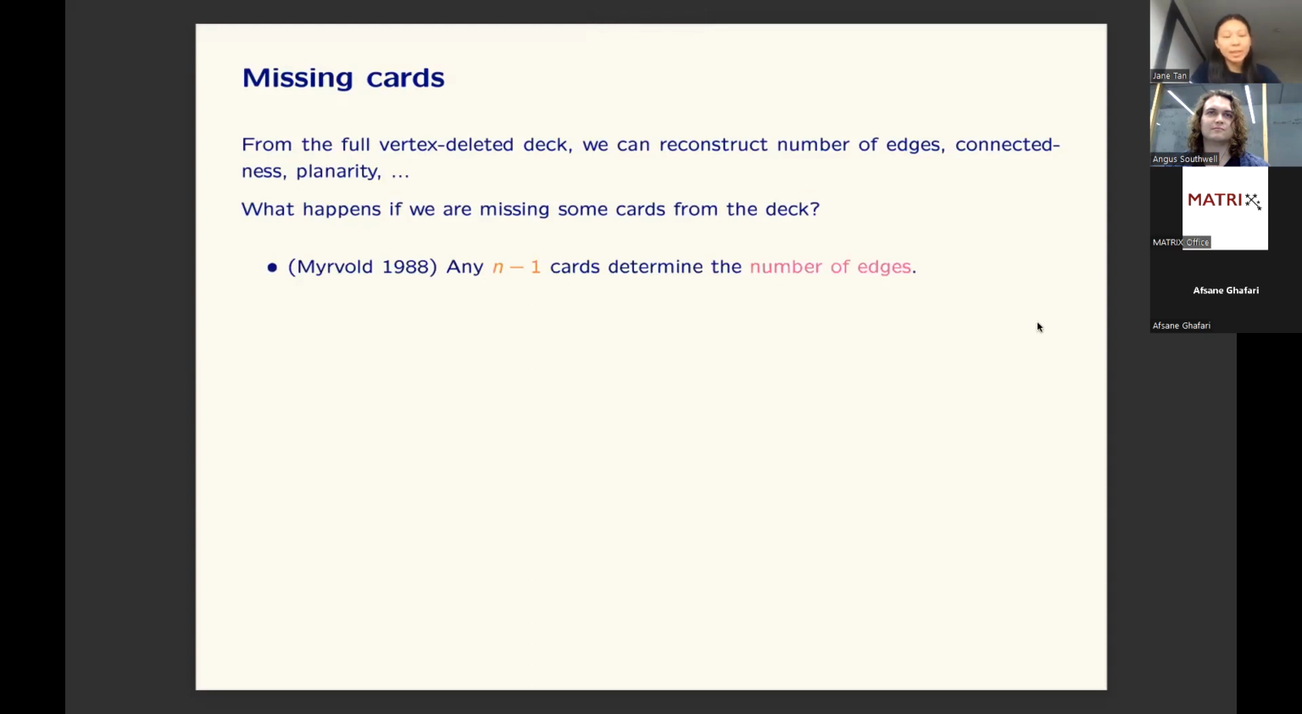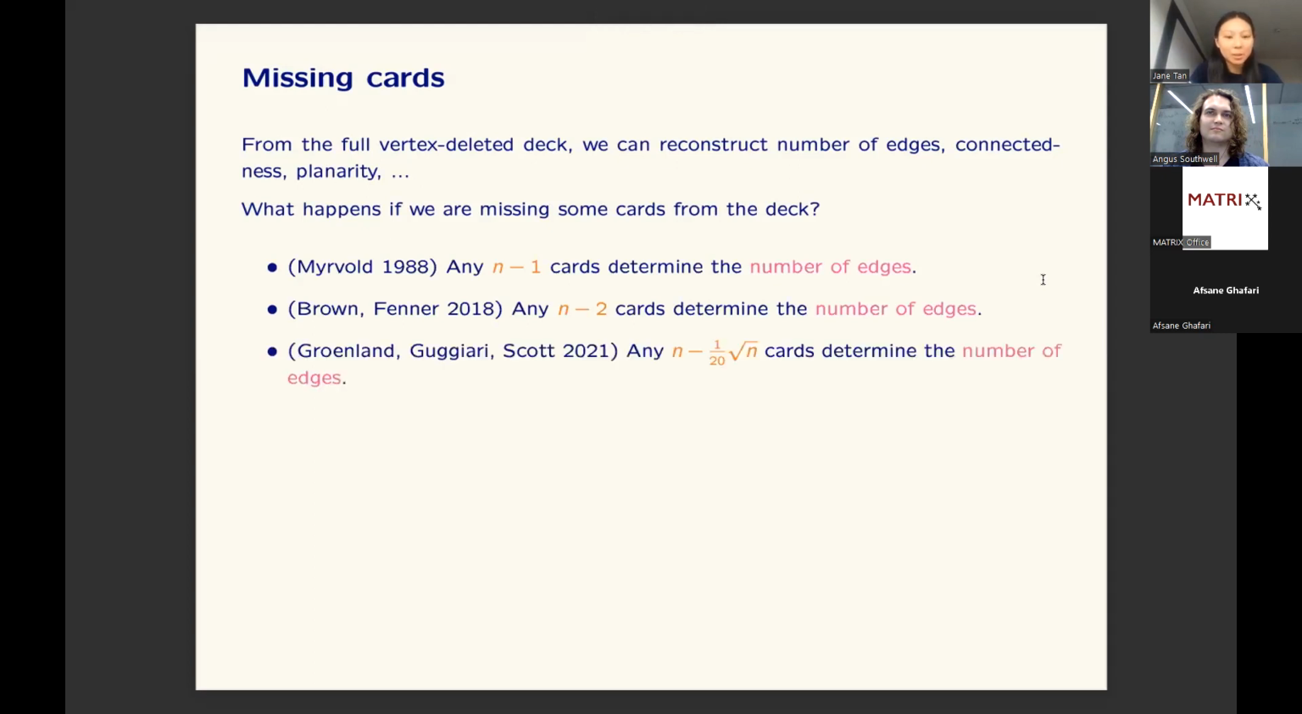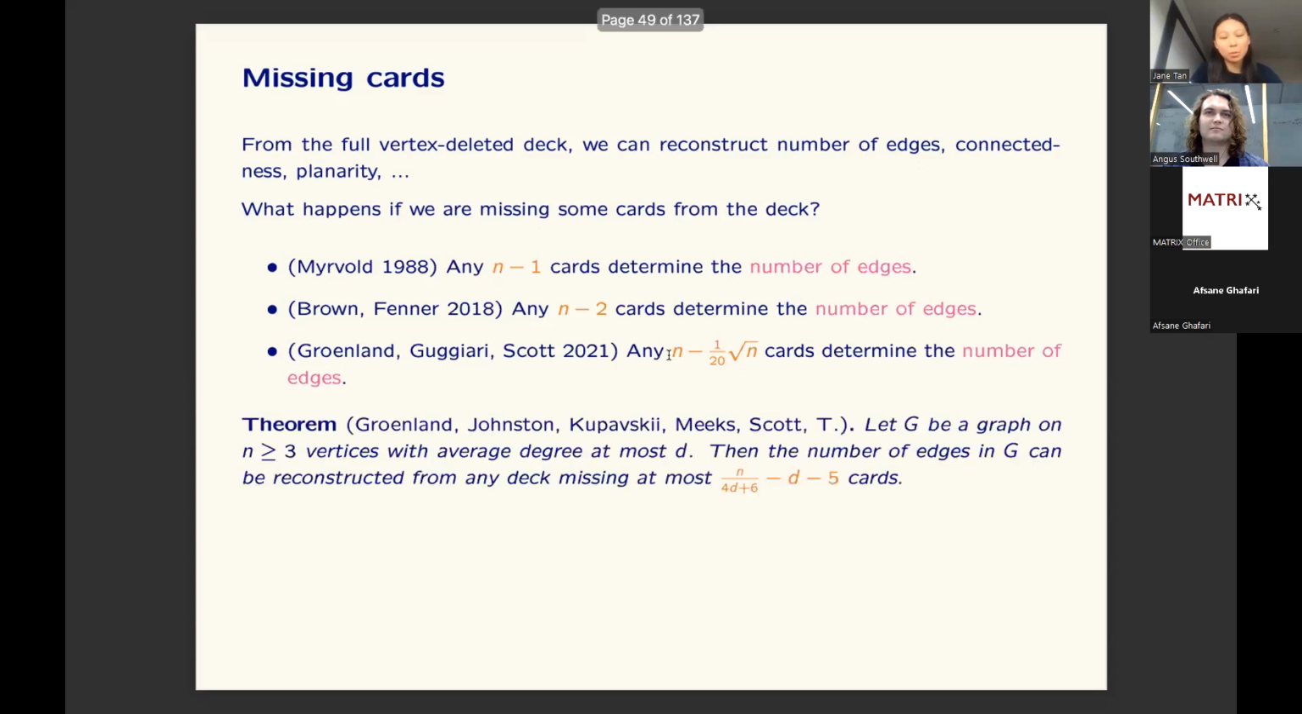A little bit of history. In 1988, de Moerveld showed that we can determine the number of edges of a graph from any n minus 1 cards, which already takes a little bit of work. It wasn't until 2018 that this was improved to n minus 2 by Brown and Venner. Then there was a further improvement in 2021 by Hunland, Kudiari, and Scott, showing that it's enough to have n minus root n cards, so we can delete about root n cards. In some work I did with Carla Hunland, Tom Johnston, Andrei Karpowski, Kitty Meeks, and Alex Scott, we showed that if we add an extra assumption of a bounded average degree, average degree bounded by d, then we can still get the number of edges even if we delete a linear number of cards.